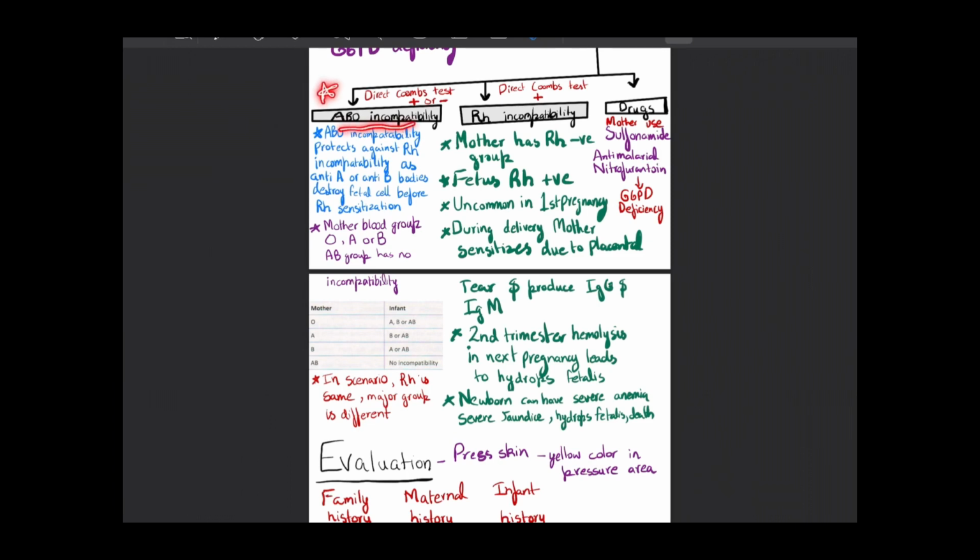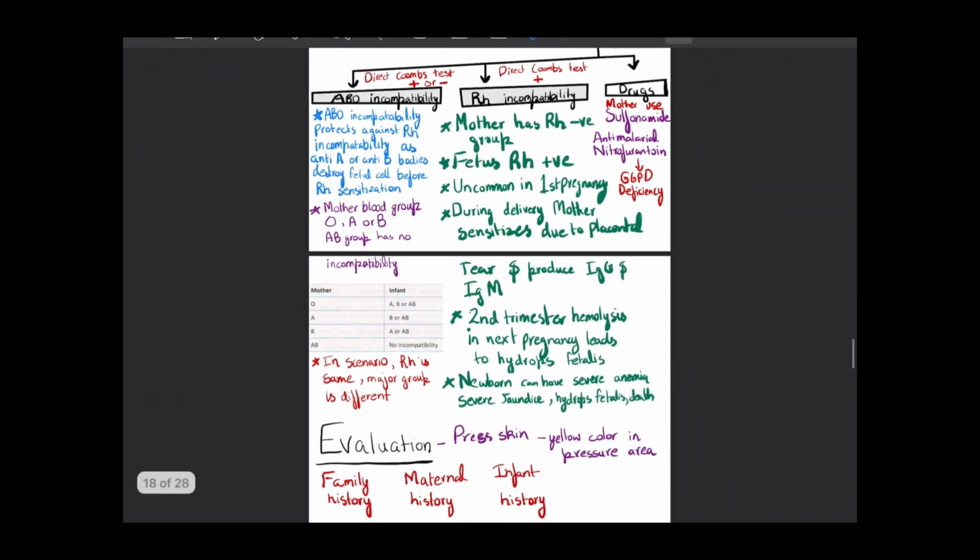There is always Coombs test positive in this Rh incompatibility. Next we have ABO incompatibility. Direct Coombs test is either positive or negative. ABO incompatibility protects against the Rh incompatibility, as antibodies A and B are destroyed before fetal cell sensitizes Rh antigen. So the mother has blood group O, A or B. AB blood group has no incompatibility. Here you can see that mostly in the scenario the Rh group is the same, and there is O blood group of the mother, and A or B blood group of the infant.